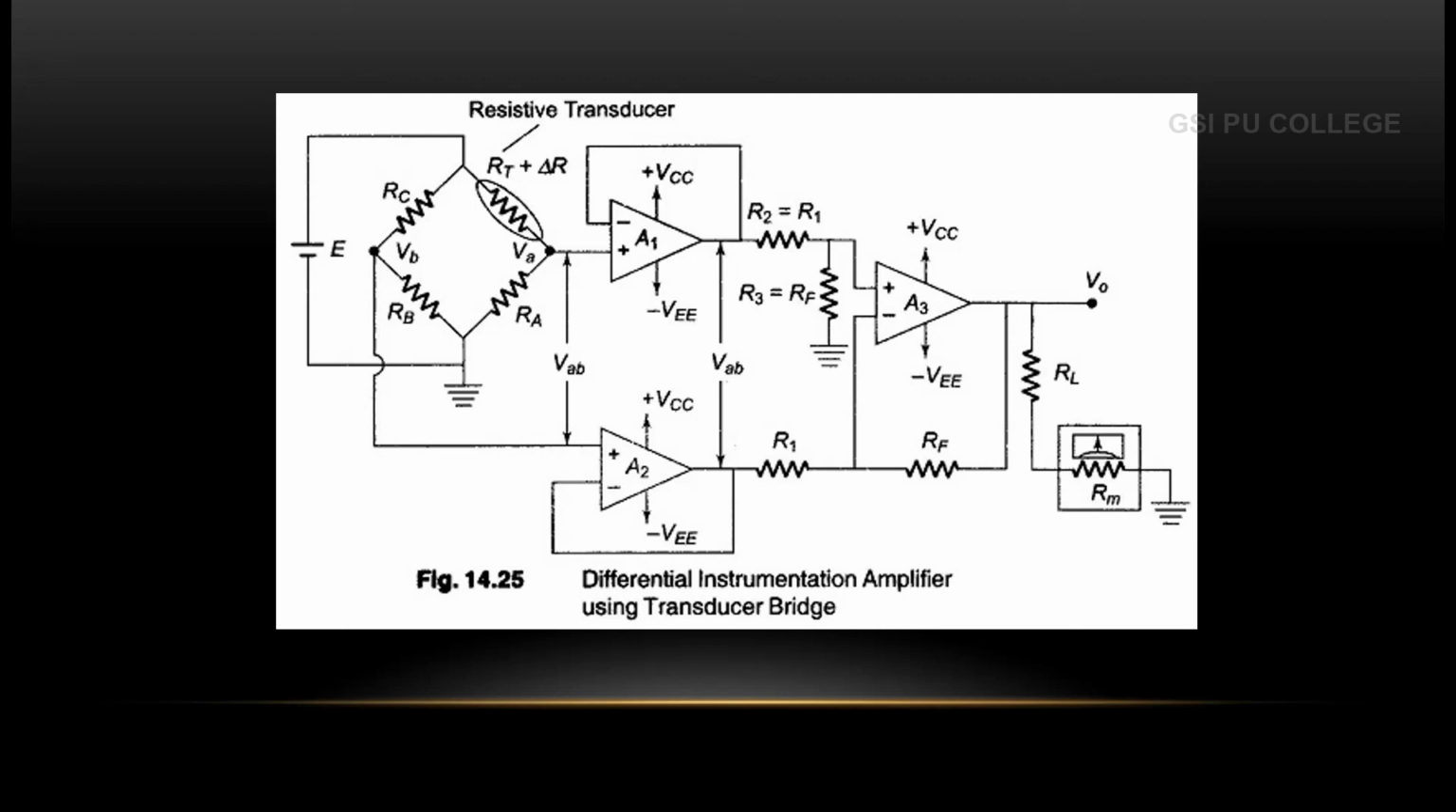So in this we have a bridge of RA, RB, RC and the resistive transducer, that is RT plus delta R. Delta R is nothing but a small change in resistance. If there is any variation in the physical quantity, then that resistance value changes, which in turn changes the output of that particular bridge, which is nothing but an amplifier.